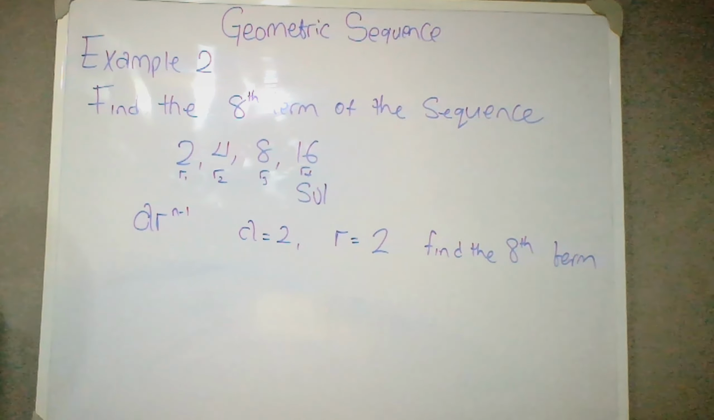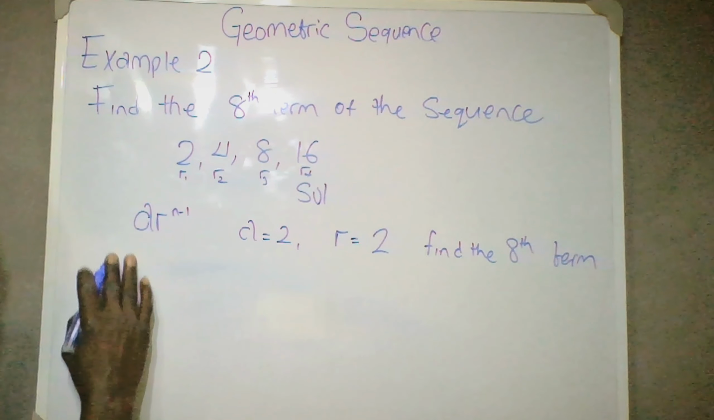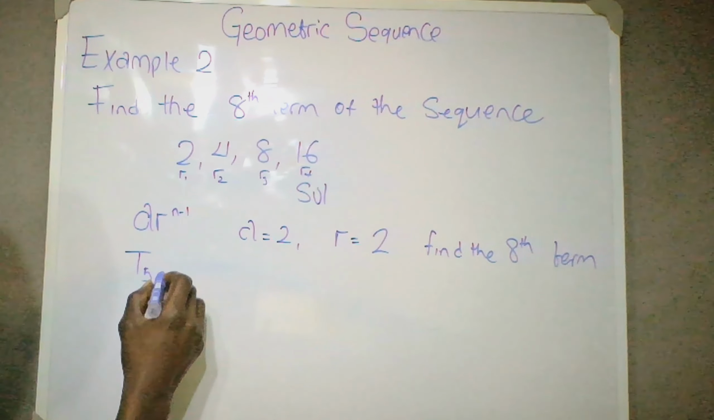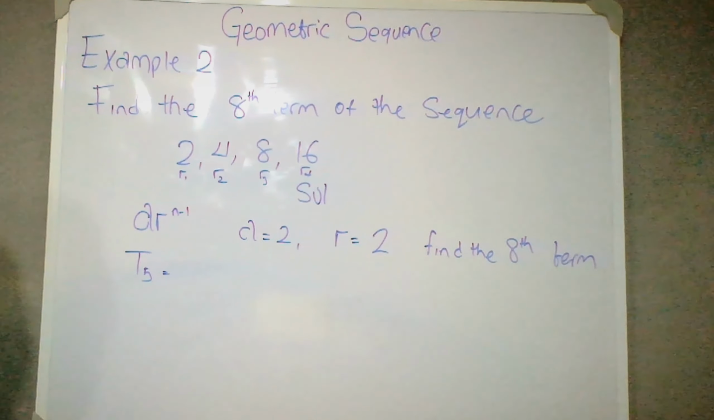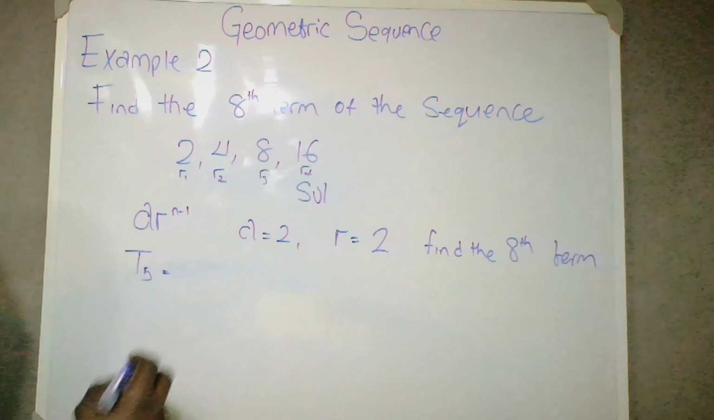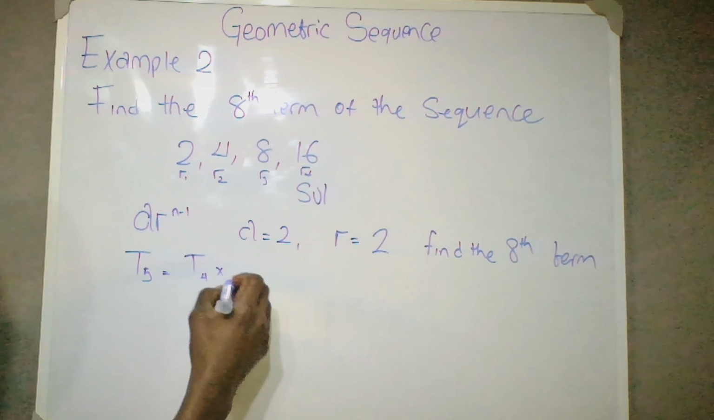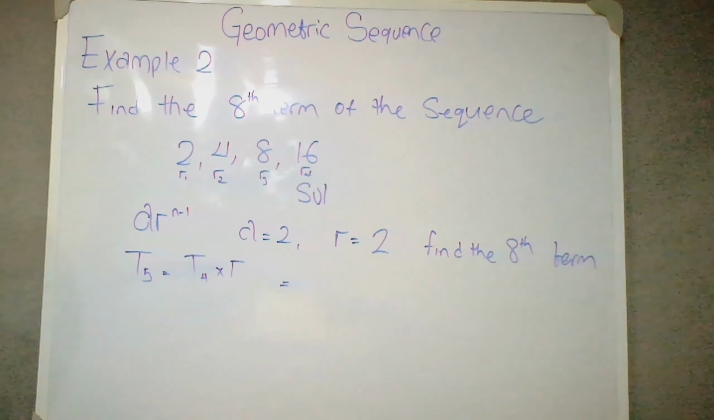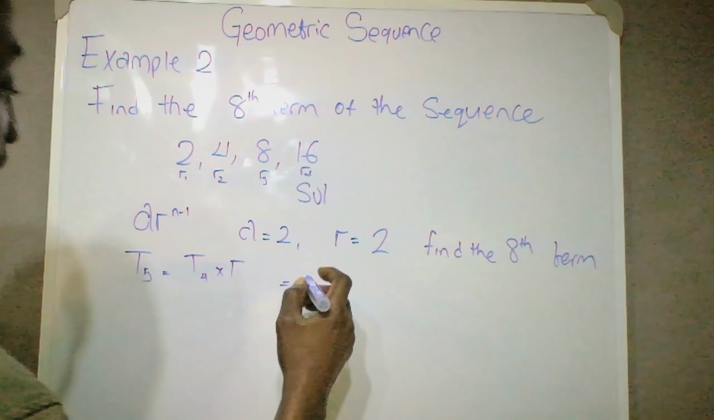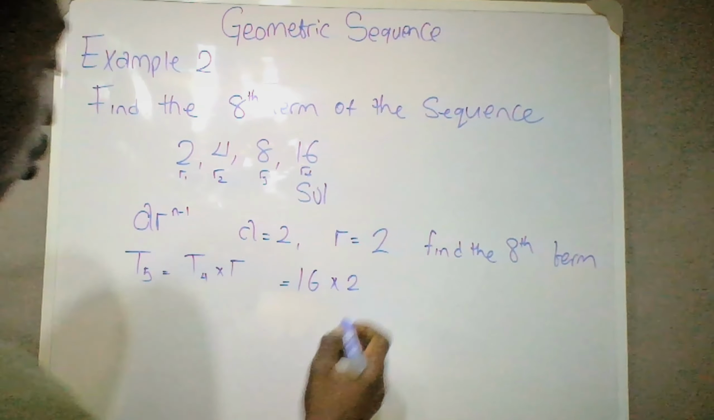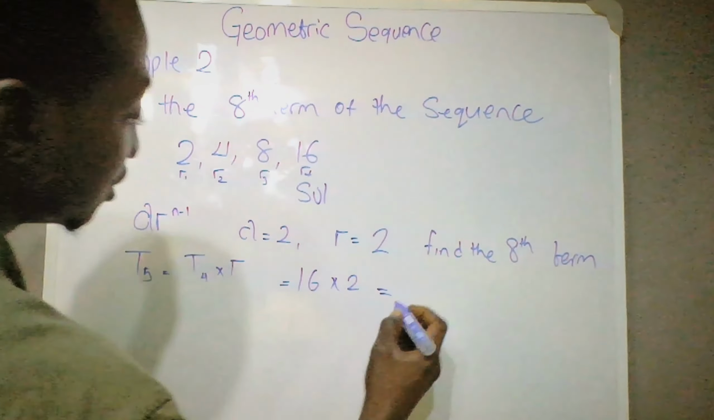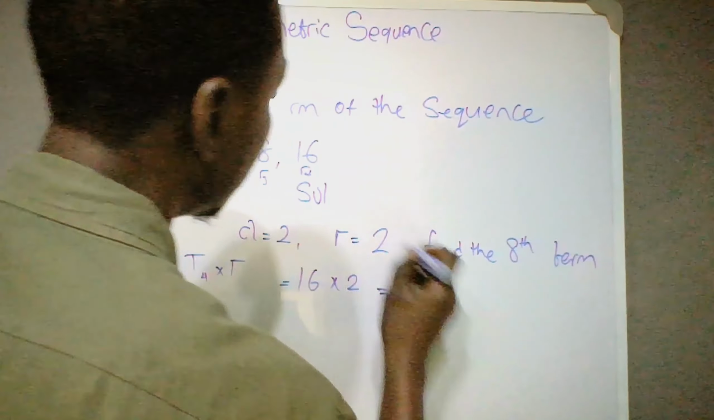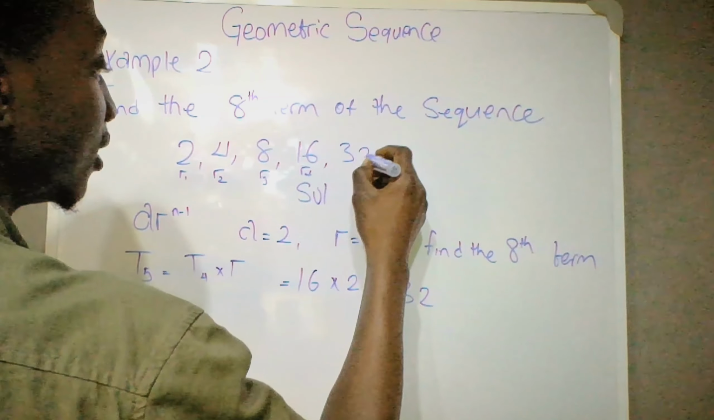For term 5, T5, we are going to multiply T4 times the ratio. T4 is 16 and the ratio is 2. So we have 16 multiplied by 2. That's 32.